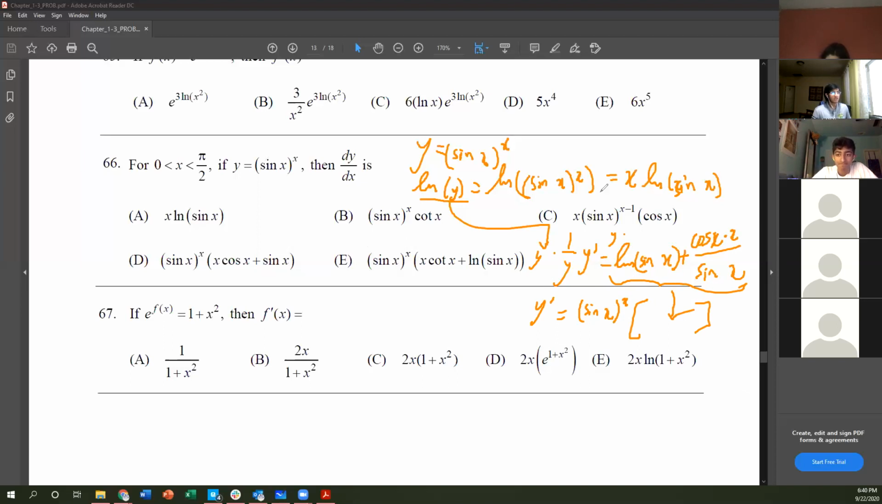All right, so C is not automatically gone yet. But C is probably not the answer. Sine of x to the x times, I think the answer is E. Because we have our ln of sine of x here, and then we have cos x over sine x, which is cot x, and then the x that's left over is here. That's why the answer is E. You guys see that?